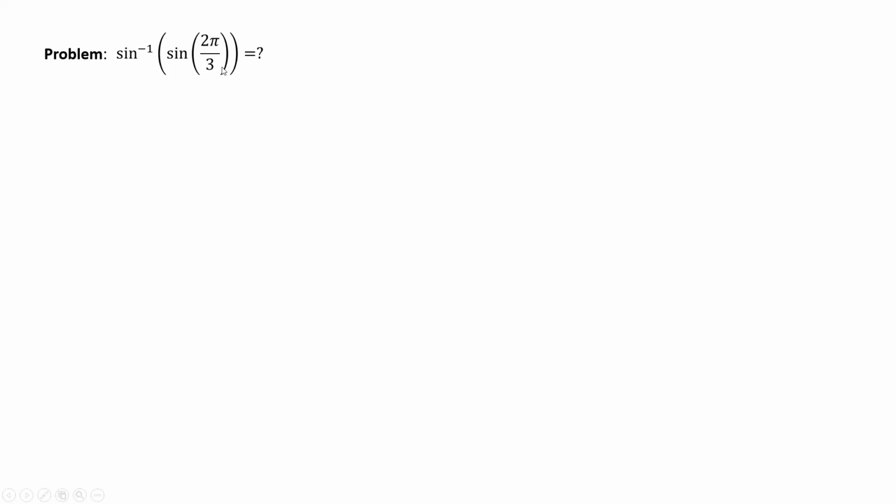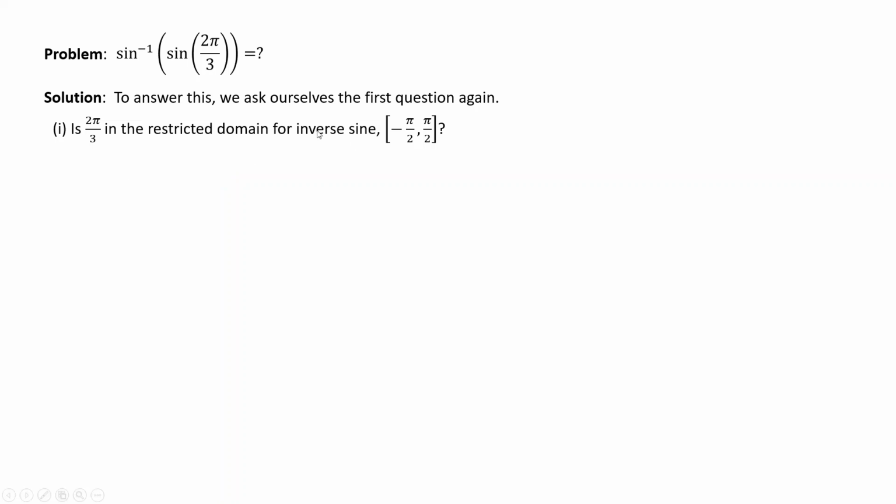What about sine inverse of sine of 2 pi thirds? Is 2 pi thirds in the restricted domain of inverse sine, which is negative pi half to pi half? No, it's not. Right? So what do we say? Do we say it does not exist? Nope. Check this out. Even though 2 pi thirds is not in negative pi half to pi half, we can certainly say this: sine inverse of sine of 2 pi thirds is not equal to 2 pi thirds. That we can confidently say, because it doesn't satisfy that condition. The argument needs to be within the domain.